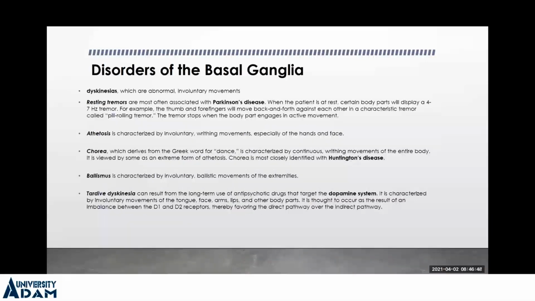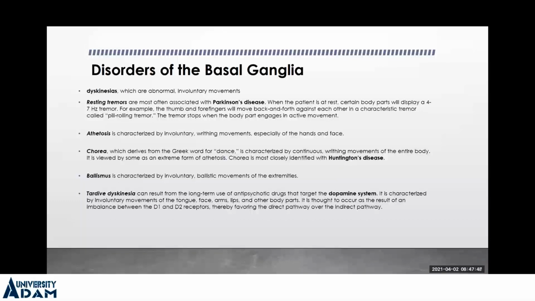So, guys, this is a disorder of the basal ganglia. Dyskinesia, involuntary movements, okay? Resting tremor, most often associated with Parkinson's disease. When the patient is at rest, certain body parts will display a 4-7 hertz tremor. For example, the thumb and forefingers will move back and forth against each other in a characteristic tremor called pill-rolling tremor. In Russian literature, it's not called pill rolling, it's called like counting coins, like the person is calculating coins in the hand, okay? The tremor stops when the body part engages in active movement, okay?